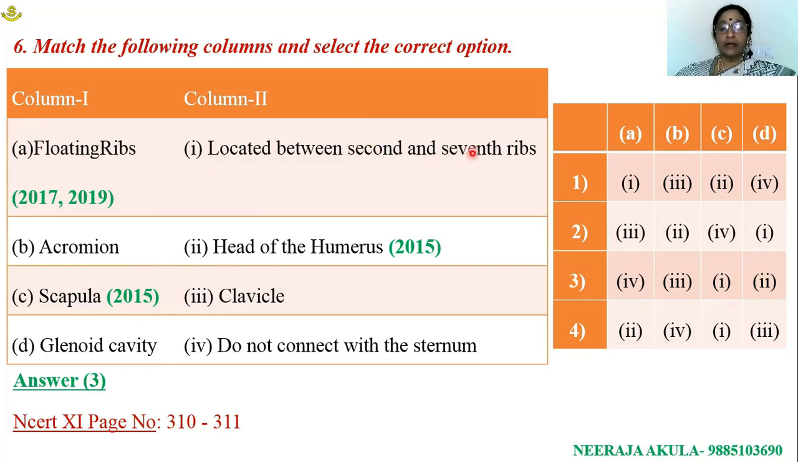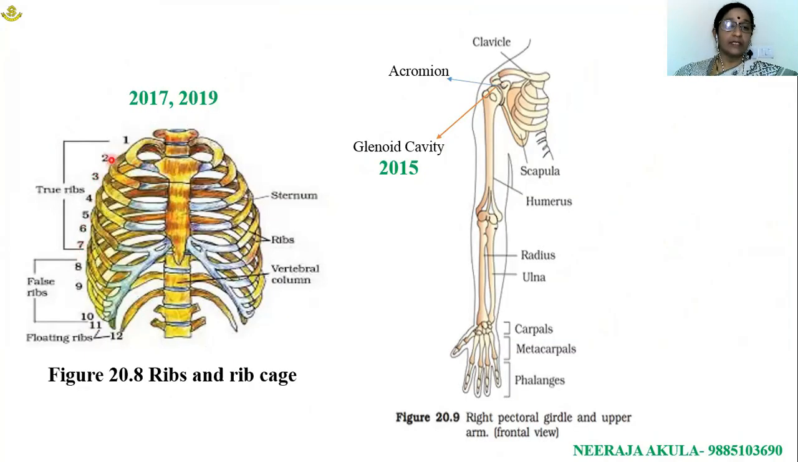Scapula is located between 2nd and 7th ribs. Glenoid cavity: head of the humerus is lodged in the glenoid cavity. So this is the structure you can see. First 7 pairs of ribs are known as true ribs, and then 8th, 9th, 10th pair ribs are known as false ribs. 11th and 12th ribs are known as floating ribs. And here is the glenoid cavity located below the acromion. It's a depression below the acromion. Clavicle articulates with that of acromion. And then this is the humerus where the head is articulating with that of the glenoid cavity.